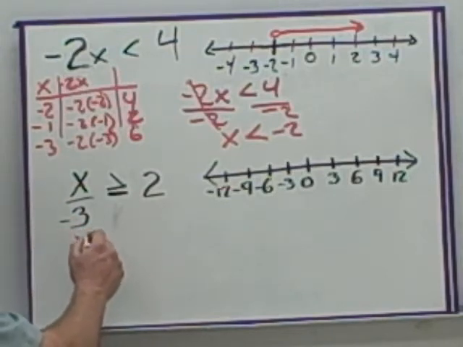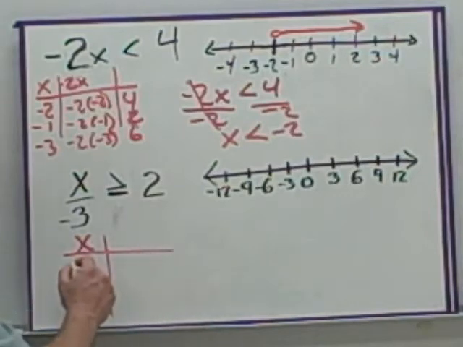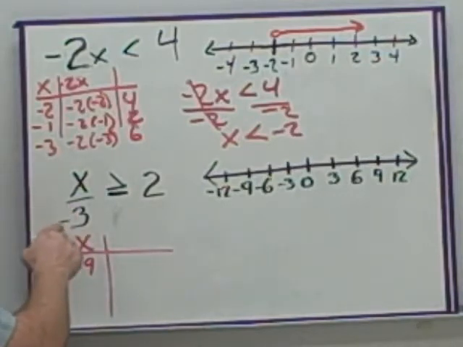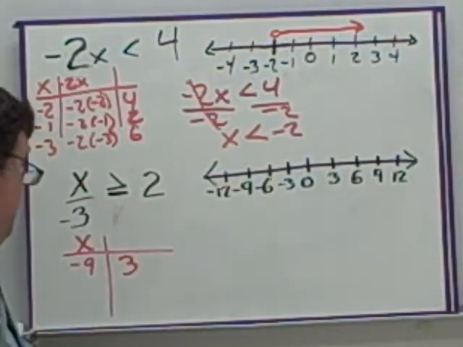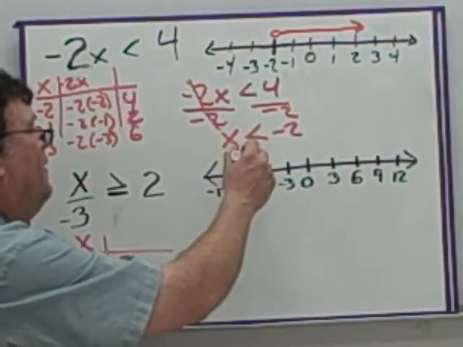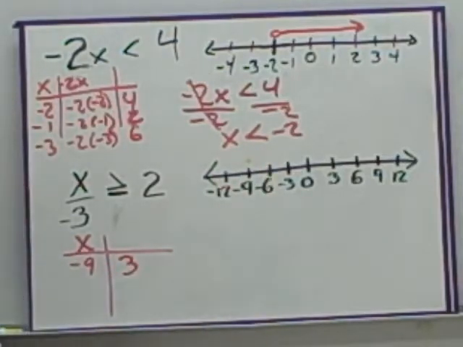Let's look again at the table. So I'll plug in my x values and see what I get. When I plug in negative 9, I get negative 9 over negative 3. Negative over negative is a positive. 9 divided by 3 gives me a positive 3. Is 3 greater than 2? Yes. So at negative 9, that point's going to be included.